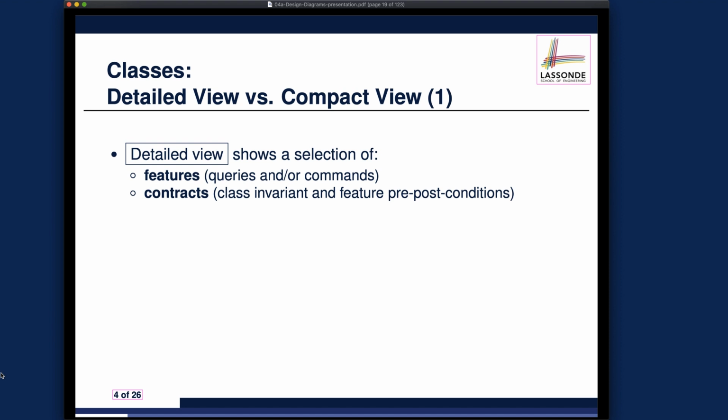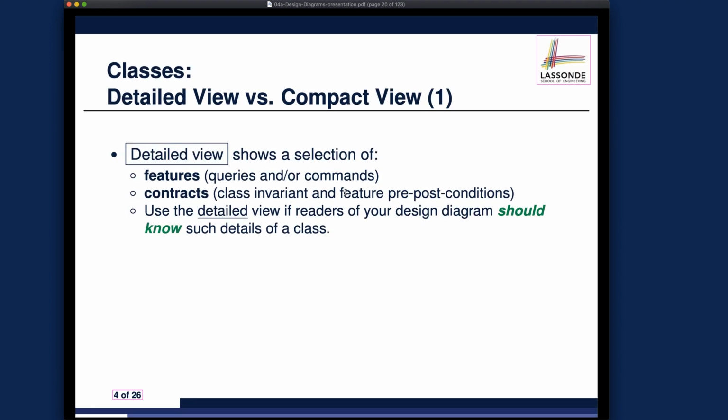The detailed view really shows a selection of features and contracts. Features can be queries or commands, which here really mean routines, and also attributes. And for the contracts, you can show precondition, postcondition, and class invariants. So those are things that potentially you can show in your detailed view.